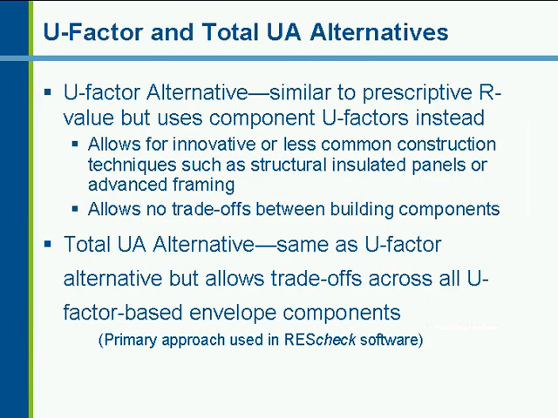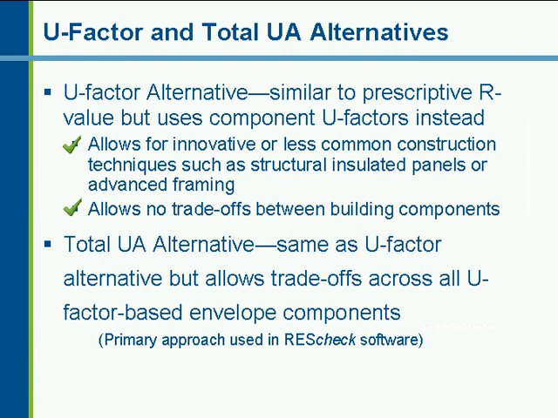The U factor and total UA alternatives. The U factor alternative itself is very similar to the prescriptive R value table, but it uses U factors to characterize those components rather than R values. This simply allows you to make use of less common construction techniques such as structural insulated panels, or perhaps advanced framing, whereby you get a better U factor out of a lower R value, and so the code would allow you to do that.